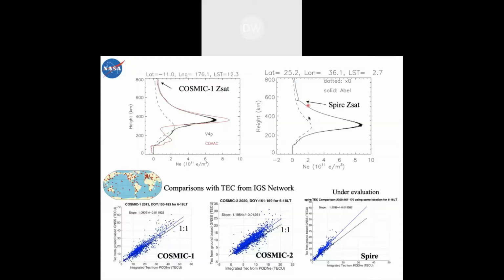And we apply this for Spire, and you can see this altitude, the Spire satellite, this is a Cosmic 1 satellite. So we think Spire data is very useful for this ionosphere study. And if you integrate the whole profile, you get total electron density. We did this quick comparison, and roughly they work pretty well.